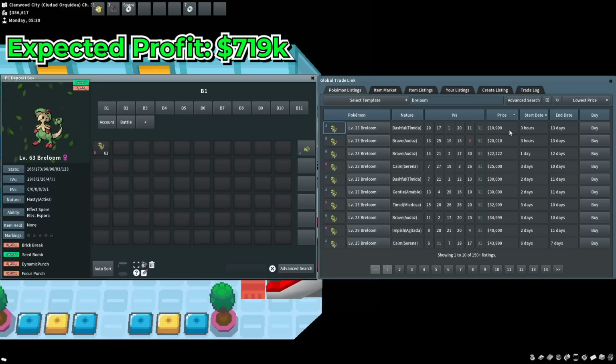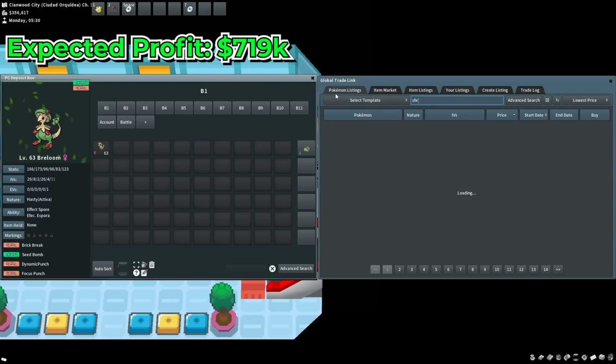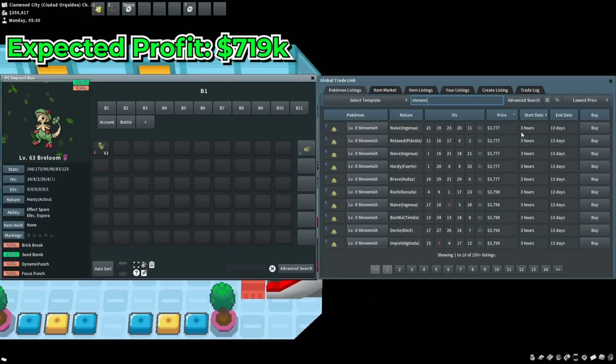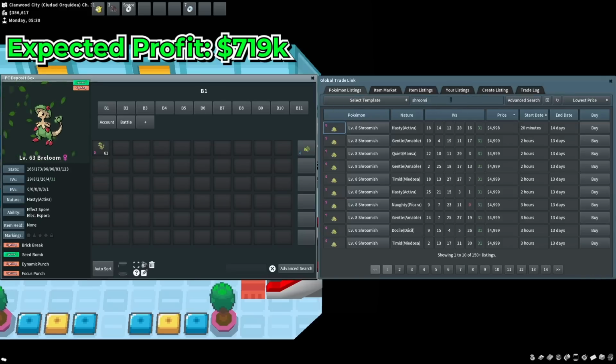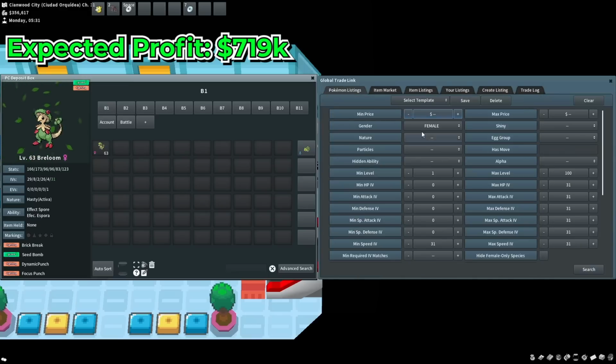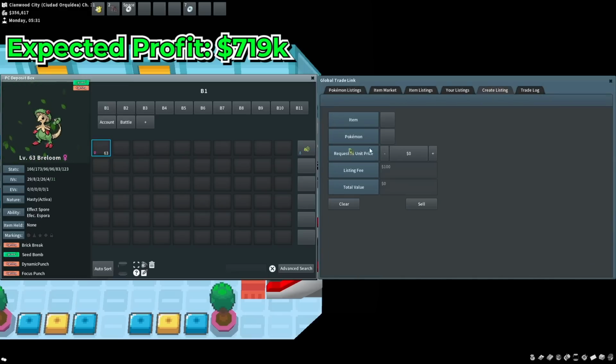I don't think these ones are fairly priced because we can see that Shroomish goes for around 4, and female Shroomish goes for around 5. So we'll be putting ours at 10, I think. Yep, 10 seems fair to me.